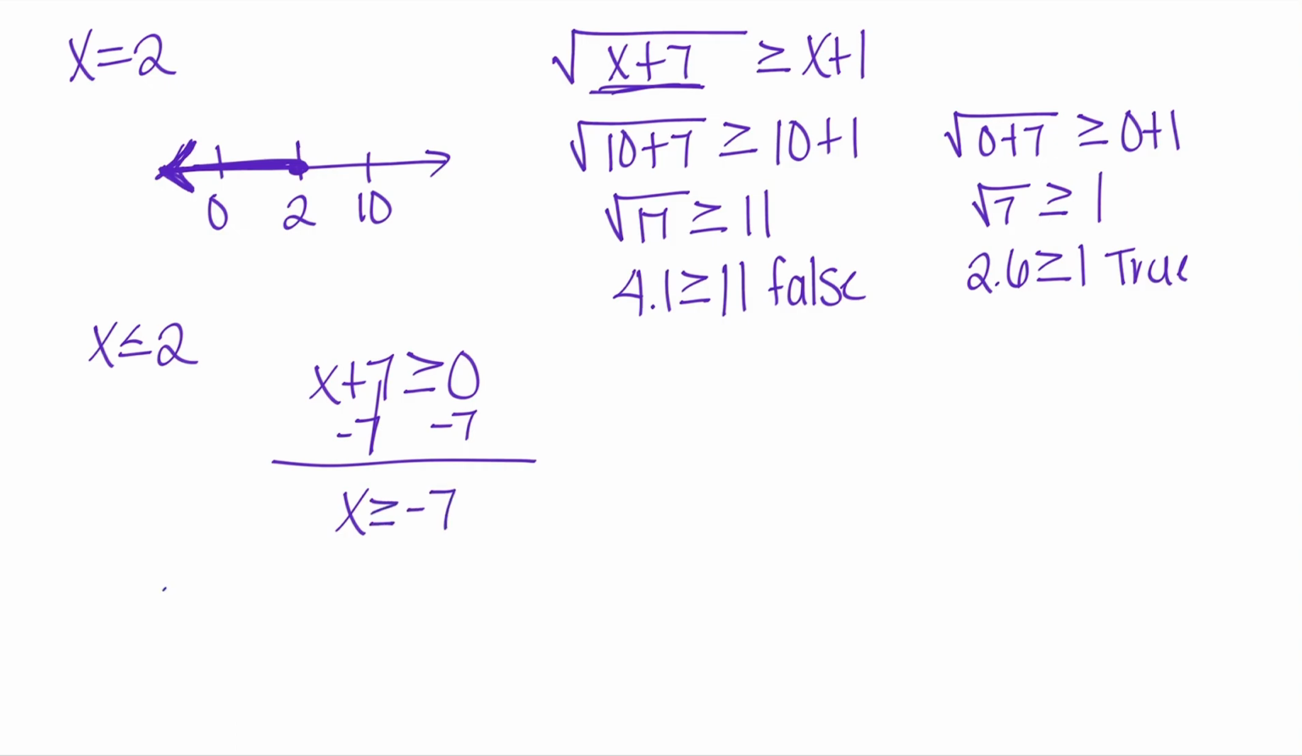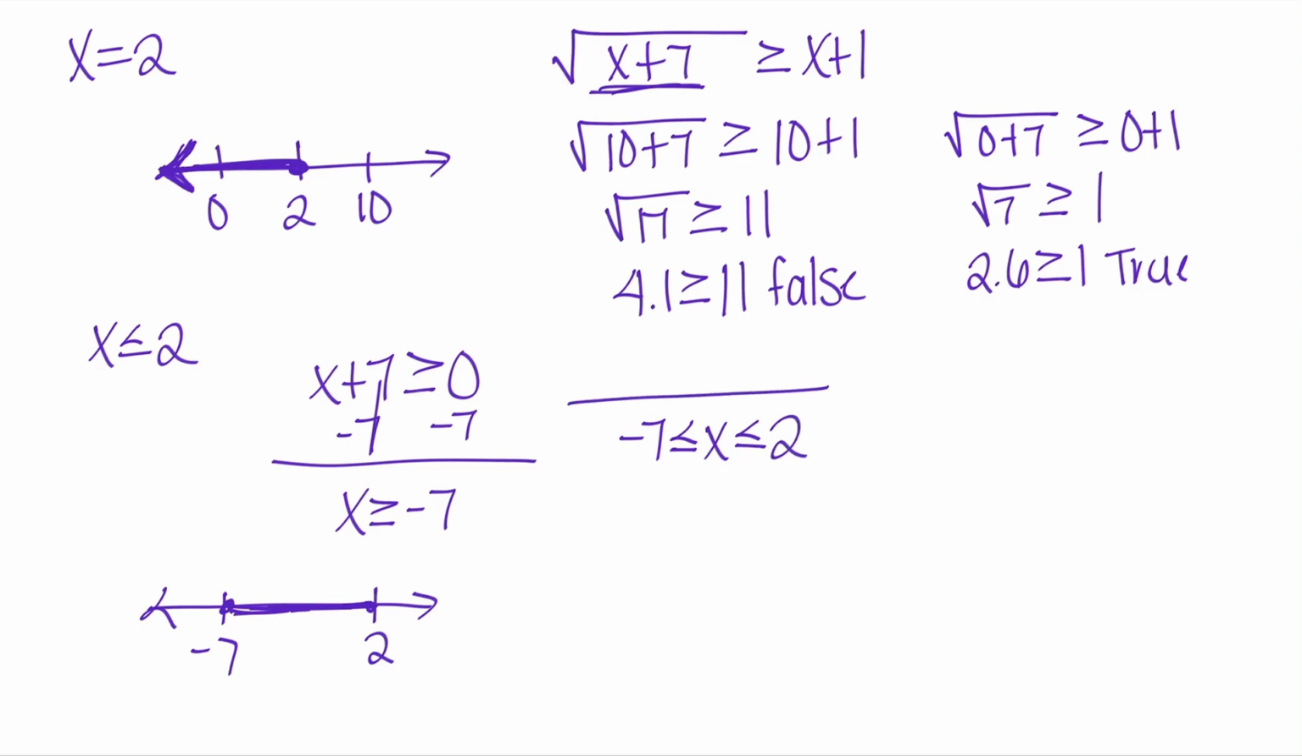So now I have two boundaries, right? I have this negative 7 and I have 2. So I know that the number I'm talking about is going to be less than 2, but it's going to be bigger than negative 7. So if I write that as a combined inequality, I have negative 7 is less than or equal to x, and x is less than or equal to 2. So that is how I describe the solution to a square root inequality. Okay, so remember, you always have to think about the domain restrictions.